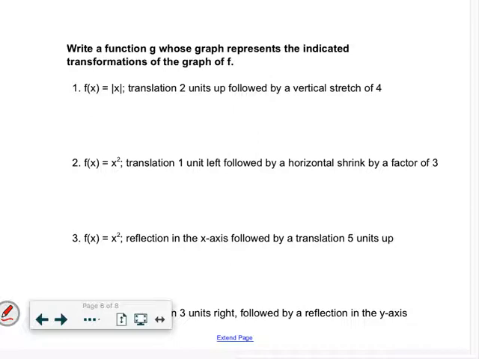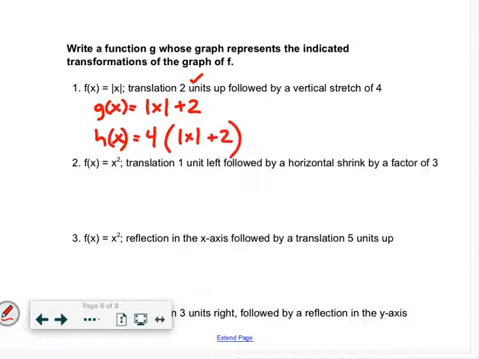Okay, so it says write a function g. I'm actually going to end up writing a function h just because I'm going to do one thing at a time. So I'm going to do g of x, and I'm going to do the first thing, which is 2 units up. That would just be the absolute value of x plus 2. Okay, so I got that one covered. And now I'm going to vertically stretch it by 4. So vertical stretch is the whole thing. So I'm going to call this one h of x because it's a new function. And I'm going to take the whole thing and multiply it by 4.